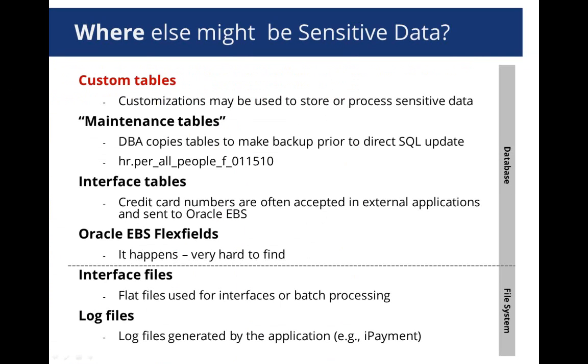And the problem is it's just scattered throughout the database. As you saw, there's 168 tables that had some form of Social Security numbers, bank account numbers, or credit card numbers in one e-business suite environment. And that's not uncommon. And very few of those are standard tables.